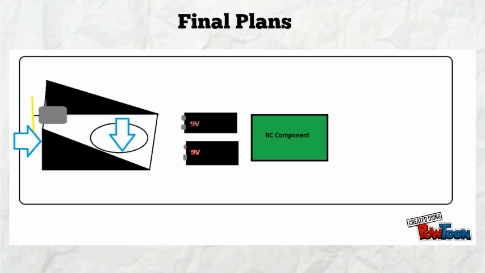The final plan consisted of only one motor to provide thrust and lift for the craft. It was powered by two 9-volt batteries and consisted of an RC component and was constructed out of a bag and a meat tray.